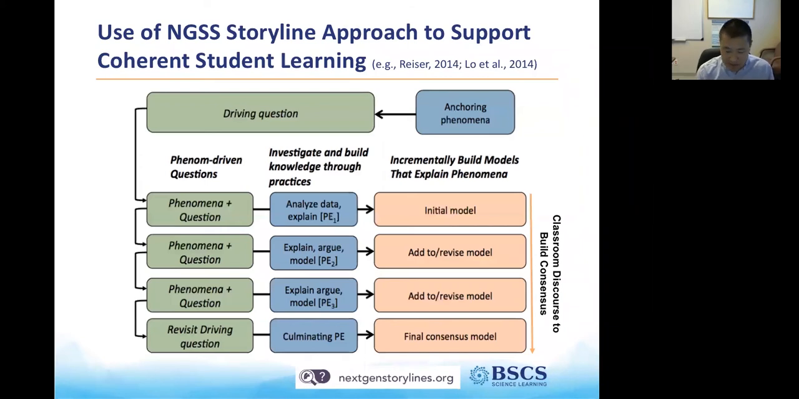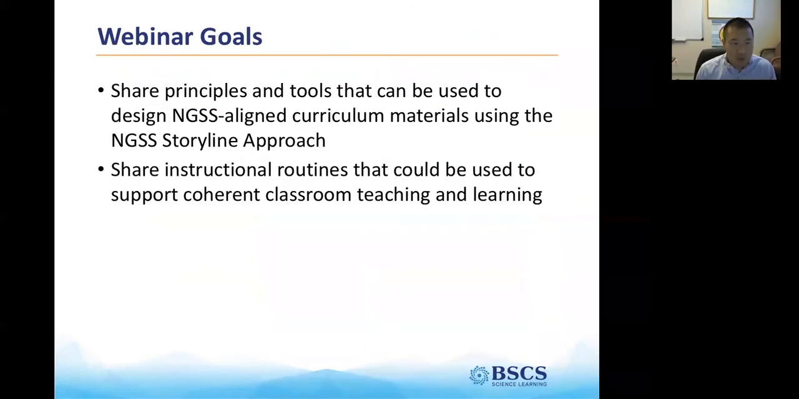But this work isn't done alone, it's done in community with others, and is often mediated by classroom discourse. So in terms of the goals of this webinar, because there aren't as many examples of coherent NGSS aligned curricula, this webinar is really focused on trying to build your capacity as teachers or individuals who work with teachers to think about how some of these aspects of this approach might be useful for aligning or modifying existing materials. To that end, I'll be sharing some principles and tools that could be used to design NGSS aligned curriculum using this approach, as well as some instructional routines that could be used in the classroom to support coherent classroom teaching and learning.